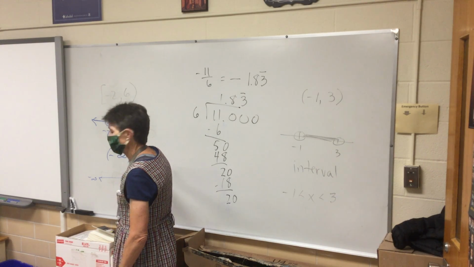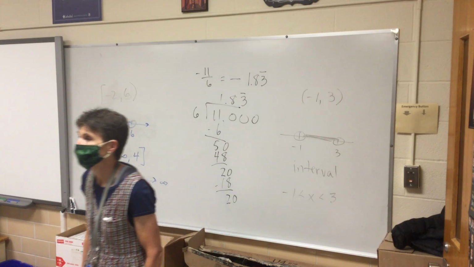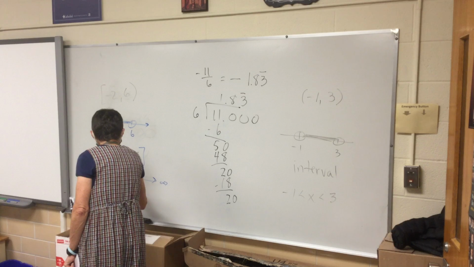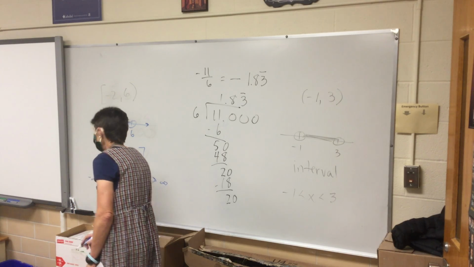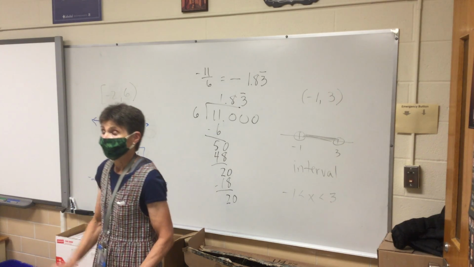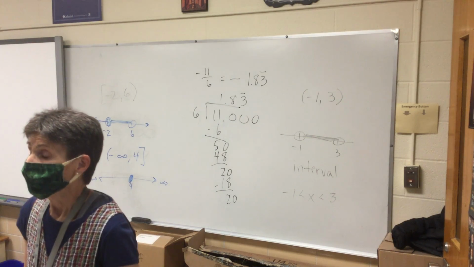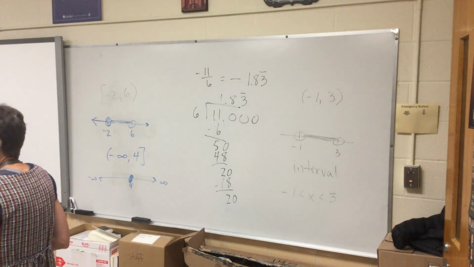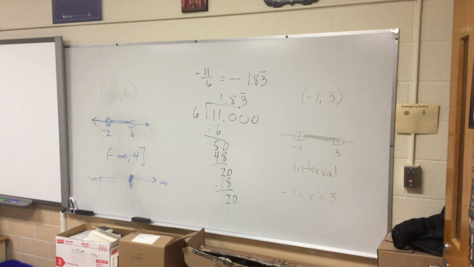Any idea what's happening in this problem? The 4 is closed, so I got a closed dot at 4. Open at negative infinity. Now, let's talk about that, Mary Kate. Can I ever get to negative infinity? Can I put a dot there? No. How would I indicate that I'm going to negative infinity? I can't put a dot there, but what can I do? Shade it in, including the arrow, right?